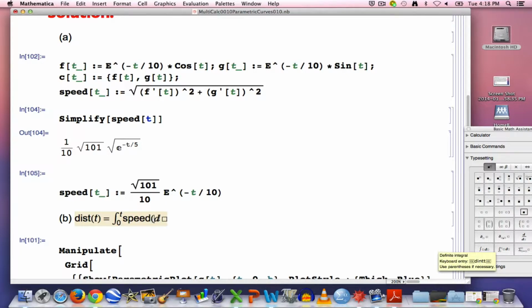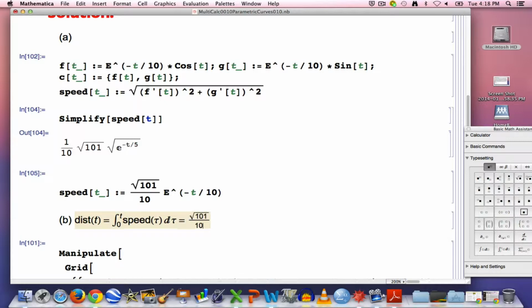Now some people are sloppy here and put a t in the argument for this function. I like to emphasize that the true variable for dist of t is in this upper limit of integration, so I use a different variable here. I use the Greek version of t, which is tau. Notice I can make that by doing escape, t, escape. It makes it tau. In this case, it's not too hard of an integral to do by hand. We essentially are just integrating this function, so we can do that pretty quickly by hand here.